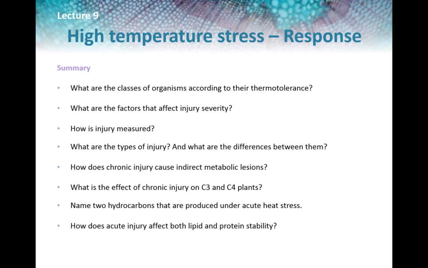How does chronic injury cause indirect metabolic lesions? What is the effect of chronic injury on C3 and C4 plants? Name 2 hydrocarbons that are produced under acute heat stress. And finally, how does acute injury affect both lipid and protein stability?